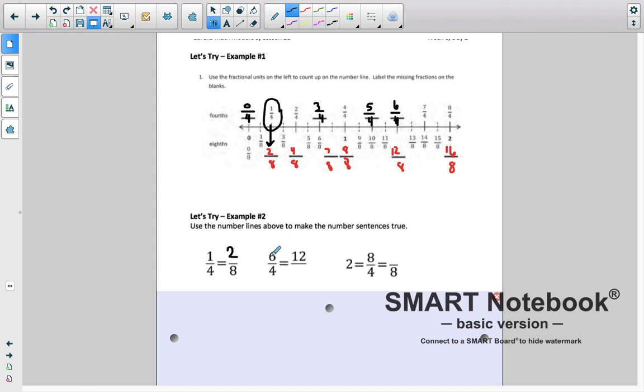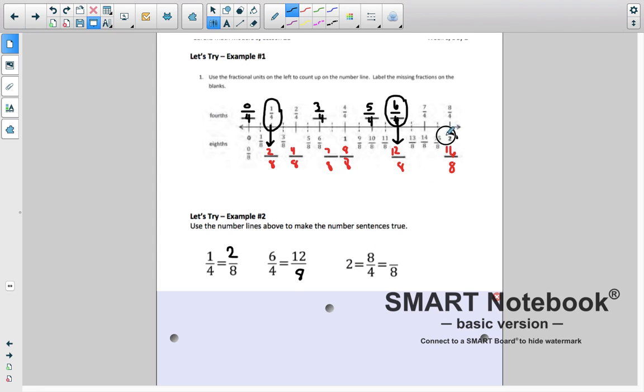All right, the next one says 6/4 equals 12 something. Well, we know that we're working with only fourths and eighths, so it has to be something with the eighths. So I'm going to look for 6/4, which is right here. And I'm going to look down, and I see a 12. So 12/8. Now it says 2 equals 8/4.